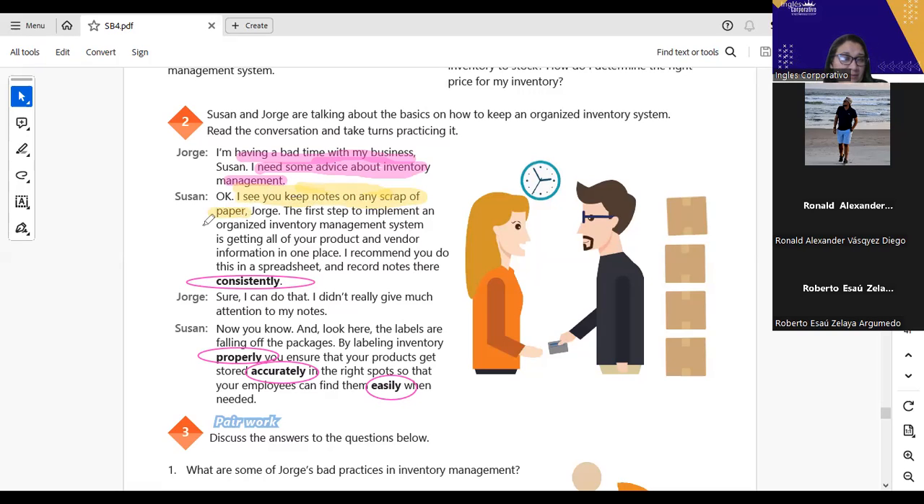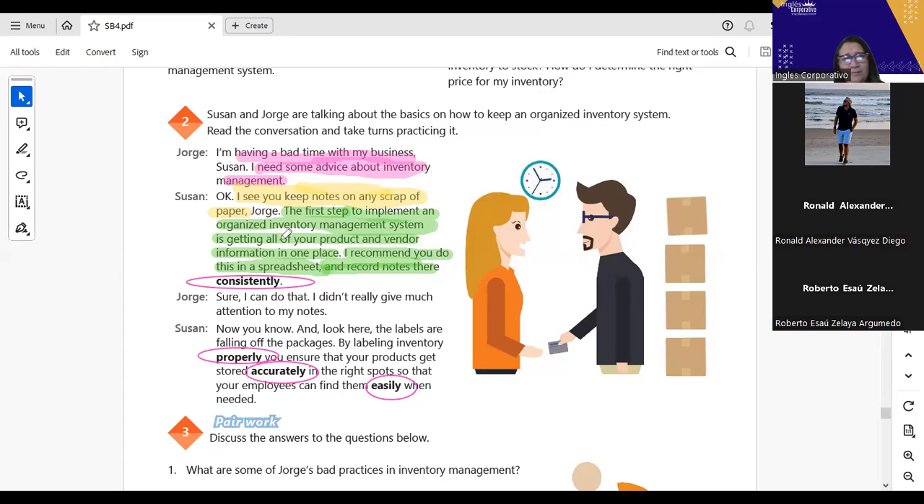So the first step, she continues, "the first step to implement an organized inventory management system is getting all the products and vendor information in one place." So there must be an organized system, right? So a spreadsheet. "I recommend you to use a spreadsheet," and you know, this is the most efficient resource to record notes and information, mainly when we're talking about this type of inventory system, right? So you will keep notes and information there consistently.